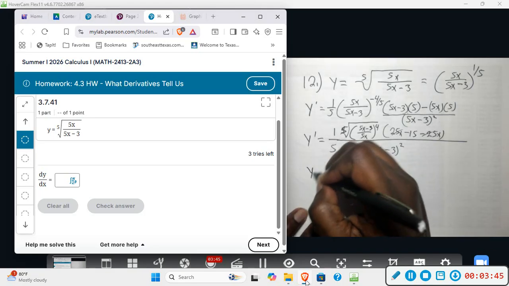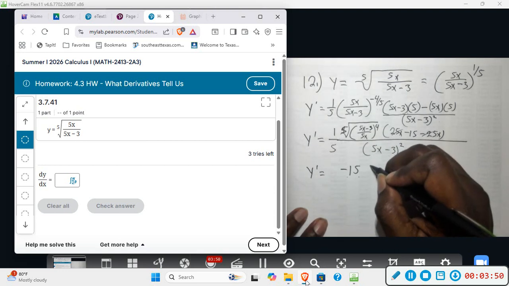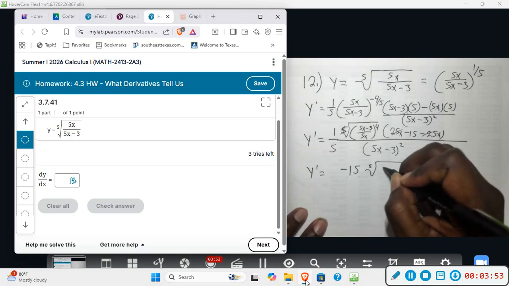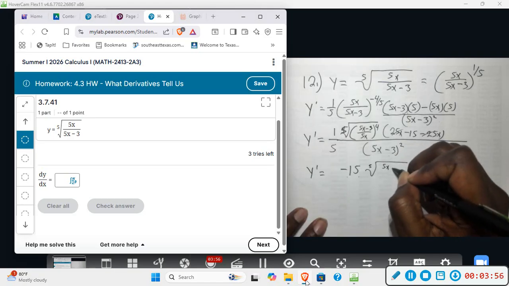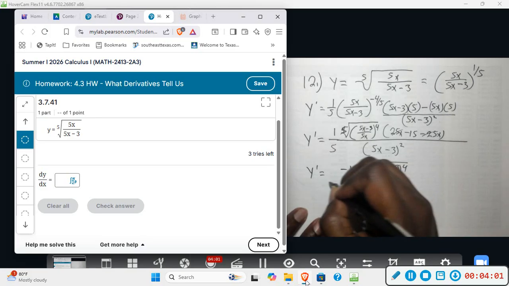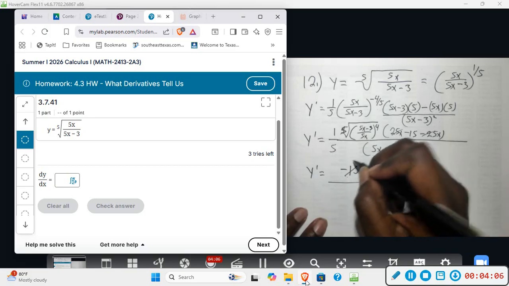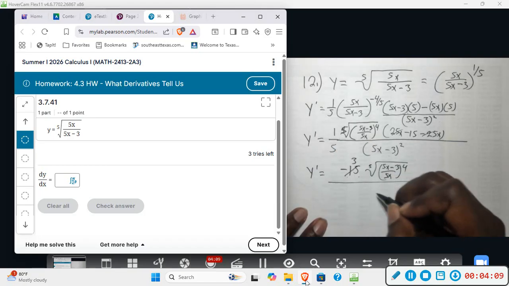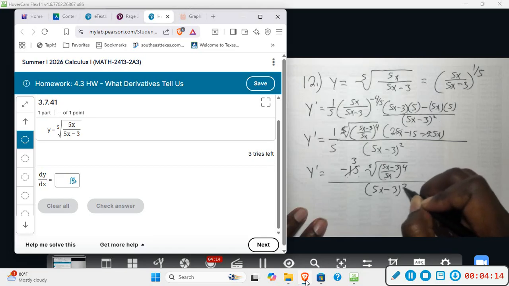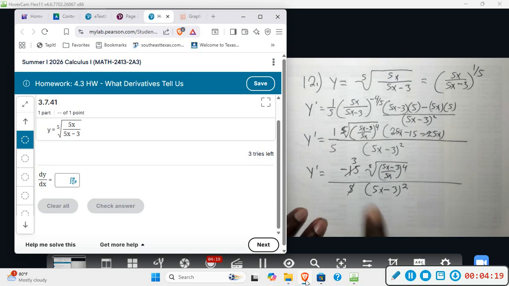So I'll do one more thing. Negative 15 times the 5th root of 5x minus 3 divided by 5x to the 4th, all over 5x minus 3 squared. And that 5, I can divide that out. So this will be a 3. Let's say a negative 3. That 5 will divide out, and we'll just leave it as 5x minus 3 squared. So that 5 that was here, divided by 5, will go to a 3. So I'm going to say negative 3 times this quantity over this quantity.